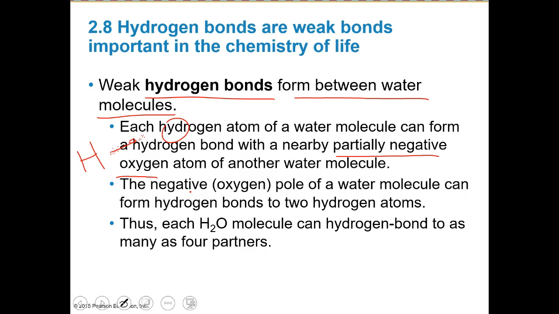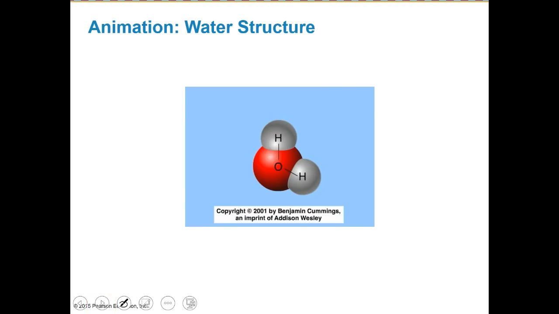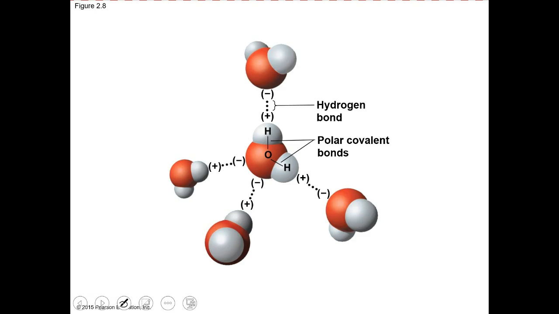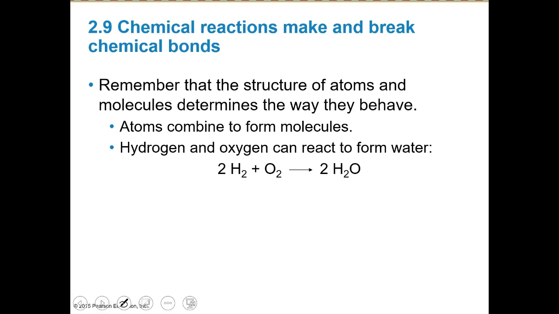The negative oxygen pole can form hydrogen bonds with two hydrogen atoms. So it's the negative of this one, and the positive of this one, and they sort of have this interaction. So water molecules can hydrogen bond with as many as 4 partners. And it's not, again, a video, but this is what it looks like. So there's 2 negative ends on the oxygen, and they can attract to the hydrogens. That's what the white part is. That's the hydrogen, and this is the oxygen. So with the positive hydrogen with the negative oxygen, and that positive hydrogen with this negative oxygen. So they can form kind of 4 hydrogen bonds for each. We'll go through that in a little bit more detail a little later.